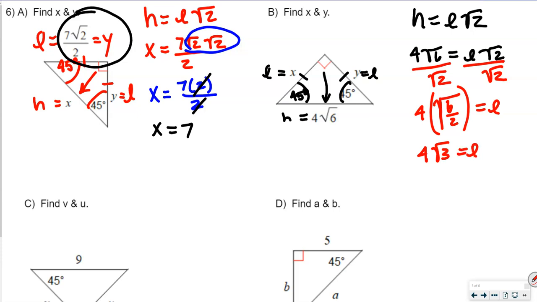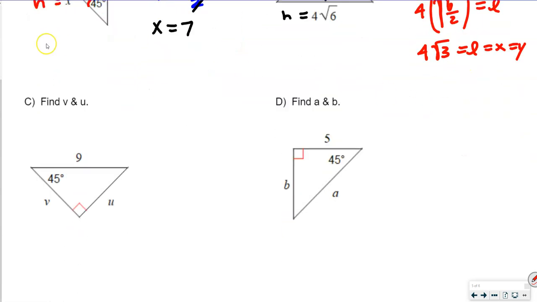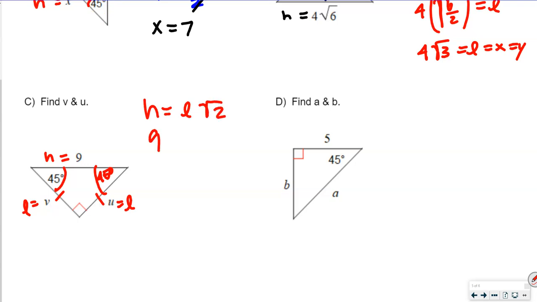That's going to be our L, which was our X and our Y. Okay? So letter C, again, 45. There's another 45 right there. That means these two angles are congruent. V and U are going to be congruent. This time, this is our H, and we got our L and our L. So our formula H equals L square root of 2. This time we have 9 as our H, right?